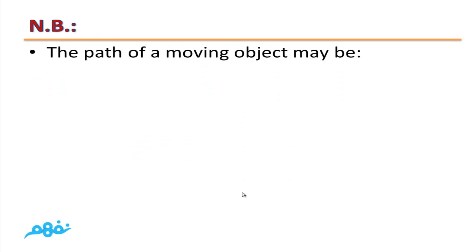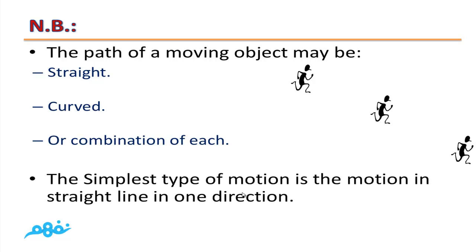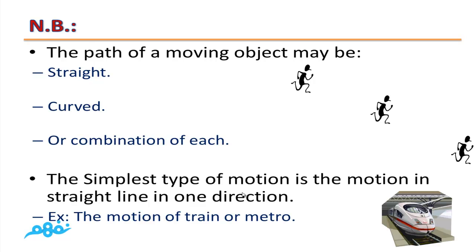Note the following. The path of a moving object may be: number 1, straight, like this motion. Number 2, curved, such this motion. Number 3, a combination of each. In other words, this object may move in a straight line, then in a curved line. The simplest type of motion is the motion in a straight line in one direction. For example, the motion of train or metro, because train or metro can only move forward or backward.